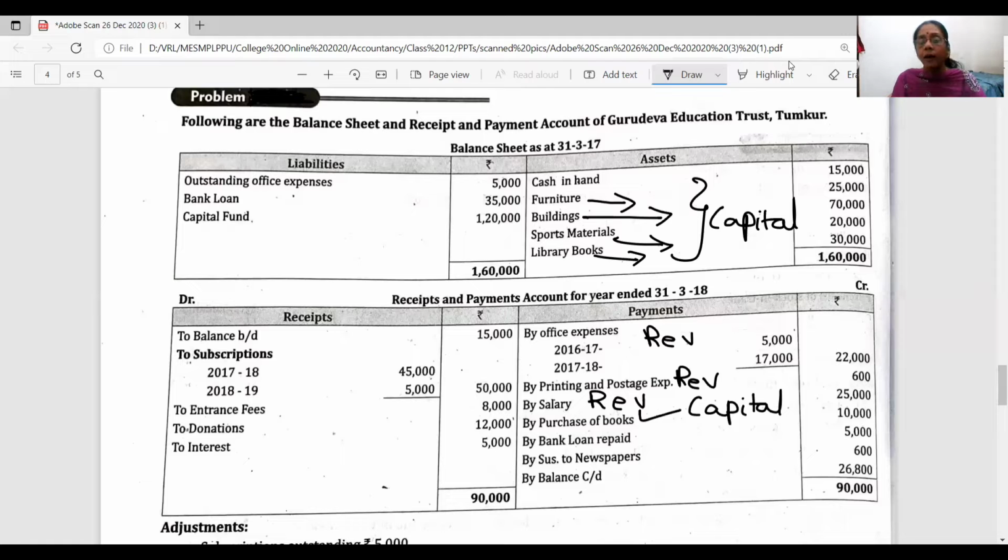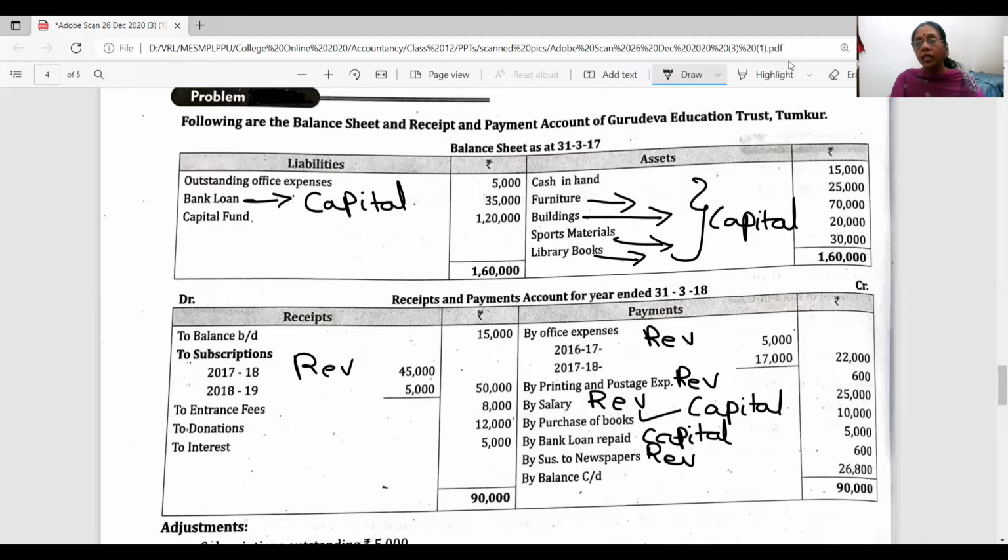And when you see here bank loan repaid, observe that the bank loan is put under the liabilities side of the balance sheet. So we find all capital items in the balance sheet. So this will also be categorized as a capital item. Subscriptions to newspapers again would form a part of revenue. So now you are easily able to distinguish what is capital and what is revenue. Subscriptions received is always a revenue income.